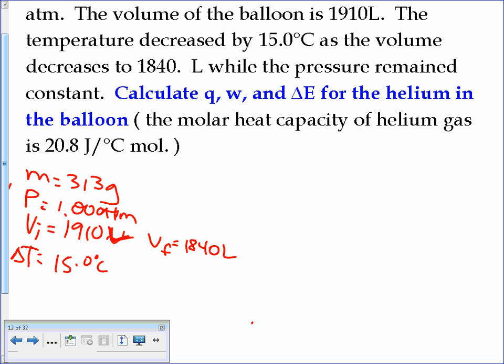I want to show you, this is equivalent to specific heat capacity. It's called molar heat capacity because in this case it's not per gram, it's per mole. But it's the same deal. You still use it the same way. So C, molar heat capacity, is 20.8 joules per degree C.